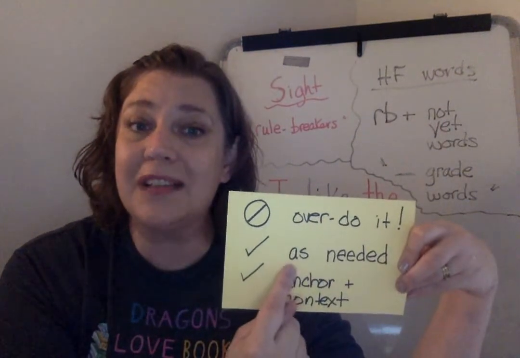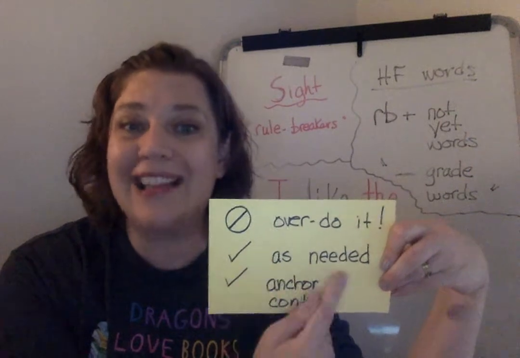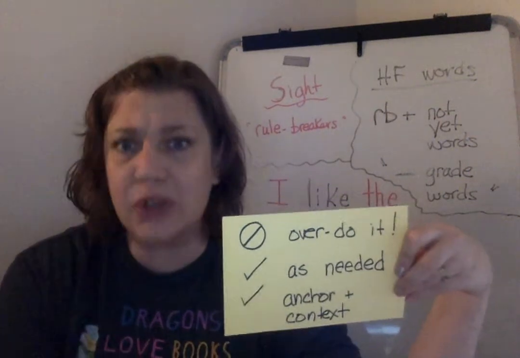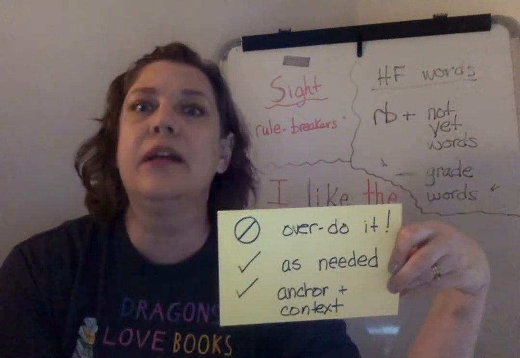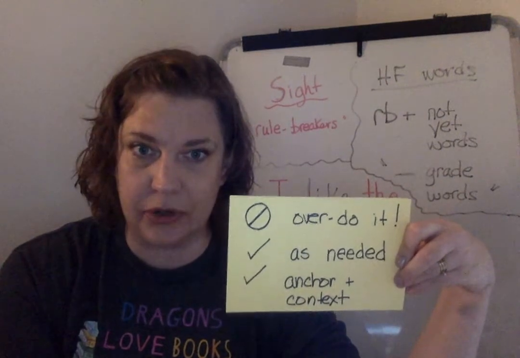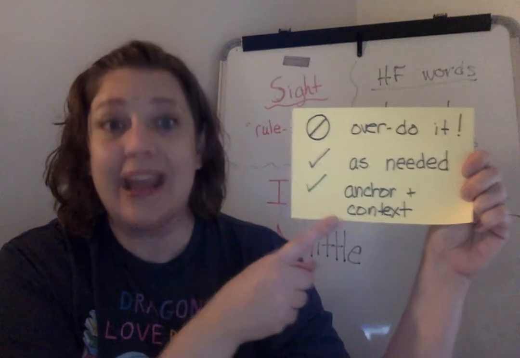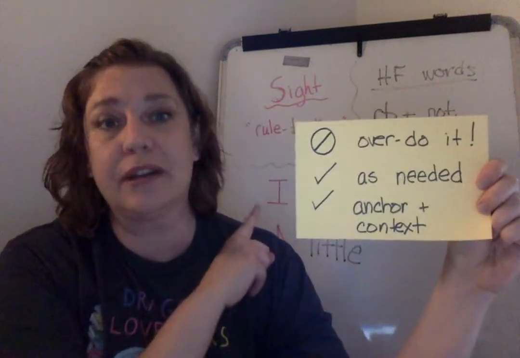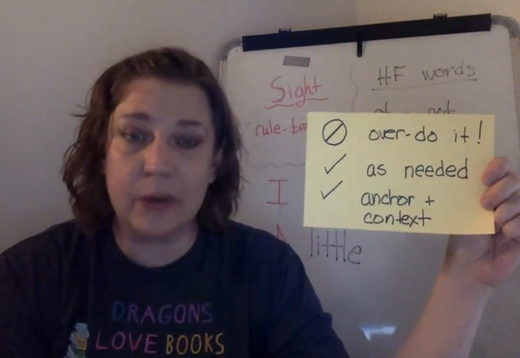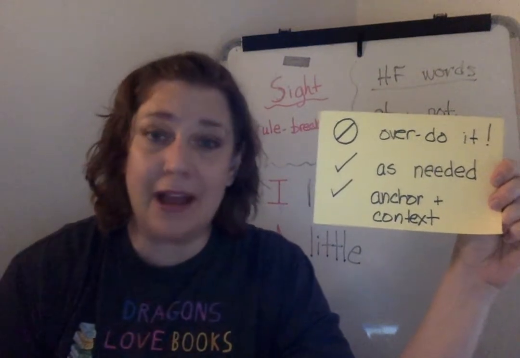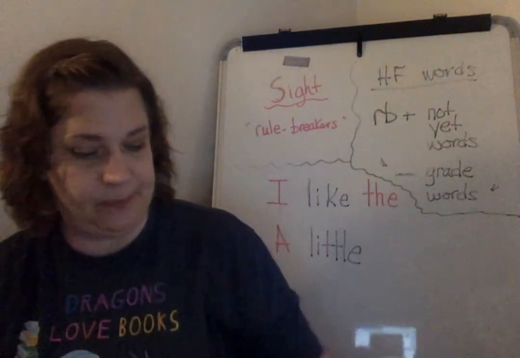Give the sight words or high frequency words as they're needed. Once kiddo comes across it in a book and asks, then it's time to take it on, all right? And you need to anchor it with letters, and you need to give context, whether it's a sight word or a high frequency word. I'll show you right now my method for teaching these.